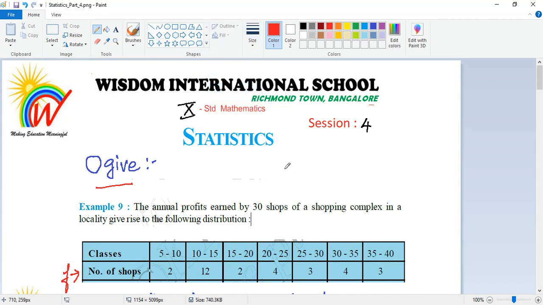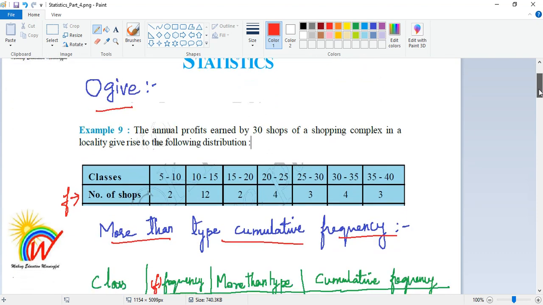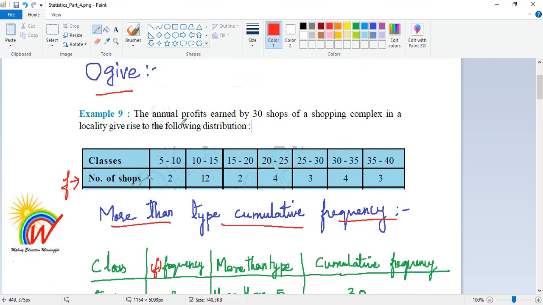So children, we have come to the end of this chapter, statistics. We are going to learn how to graph the cumulative frequency table. This graph is called an ogive. Now you see the annual profit earned by 30 shops. This is an example we are going to do.